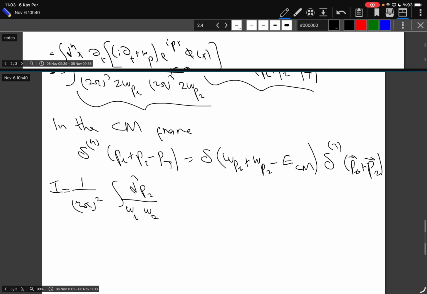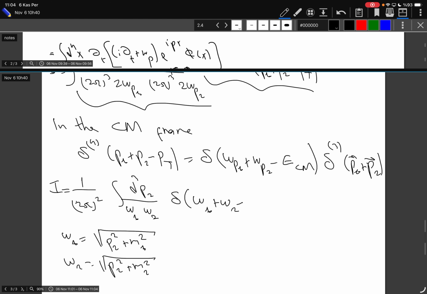Where omega 1 is square root of P2 squared plus M1 squared, omega 2 is square root of P2 squared plus M2 squared. They both have the same free momentum, because I'm in the center of mass frame. And I have this, and then I also have Dirac delta omega 1 plus omega 2 minus E center of mass.